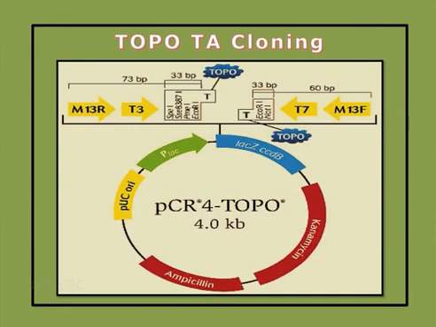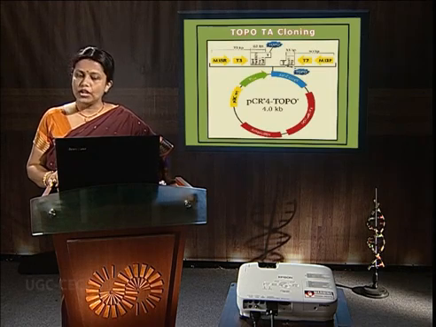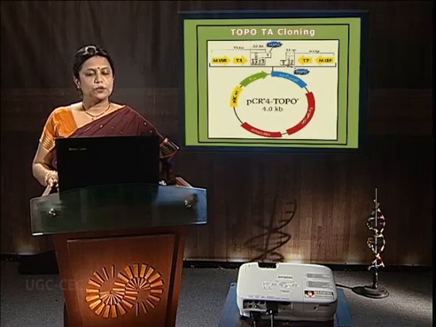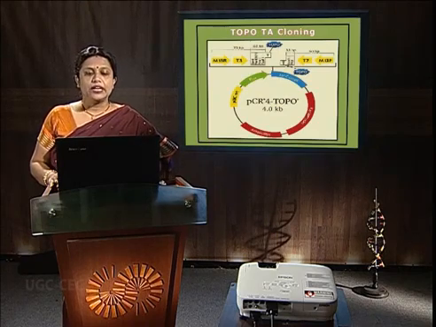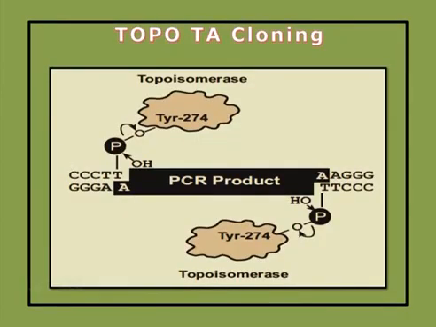Topo TA cloning. This technology has gained real interest because herein we don't need the use of restriction endonucleases and ligases to carry out the restriction digestion and joining of DNA. What we need are topoisomerases. What do topoisomerases do? They recognize certain DNA sequences, namely CCCTT, and they recognize these sequences and cleave the phosphodiester bond.